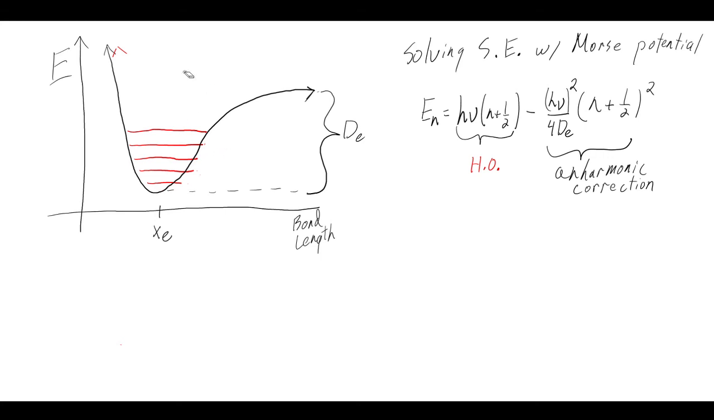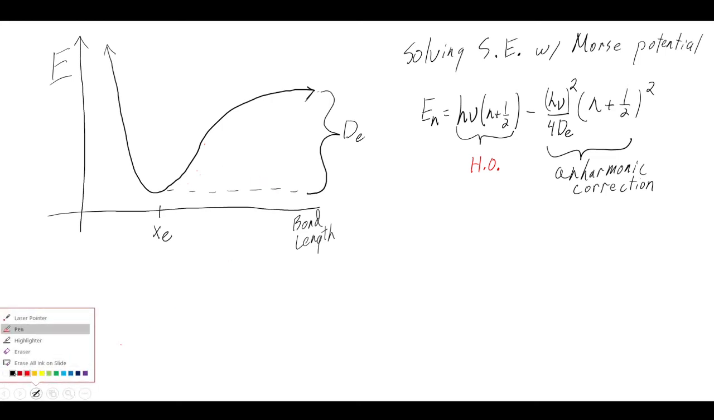And so the potential here is the Morse potential, and so we don't get evenly spaced states. And you can convince yourself of this, and probably should, by plugging in n equals 0, n equals 1, n equals 1 to n equals 2, and solving for the spacing. This square term here means it's not going to be equal between successive states.